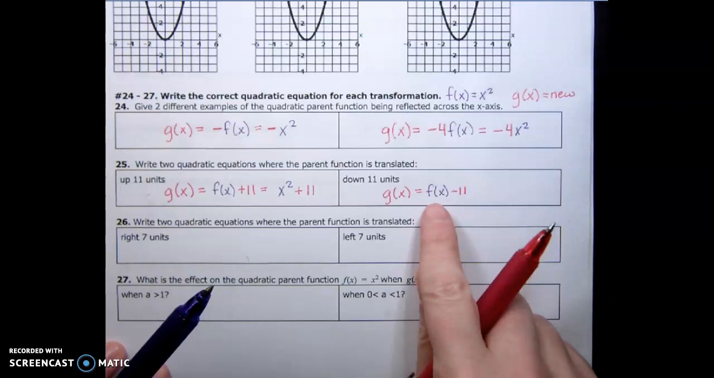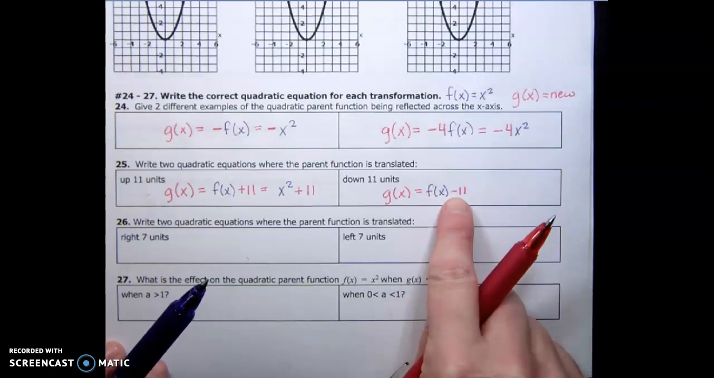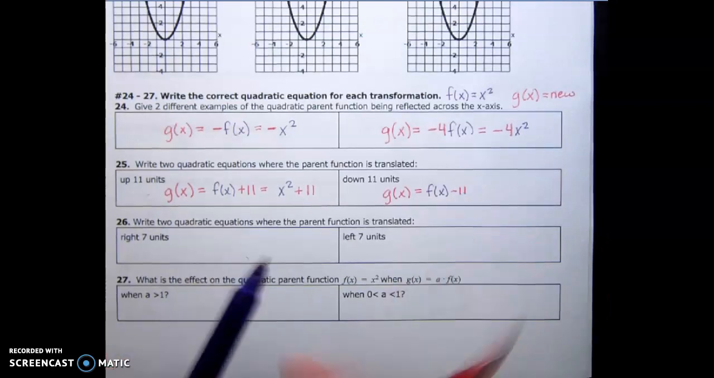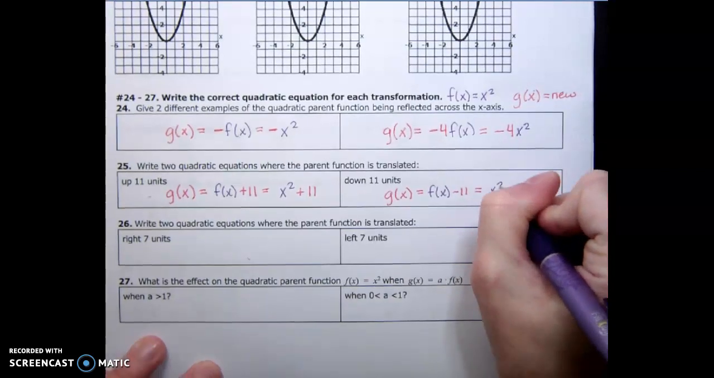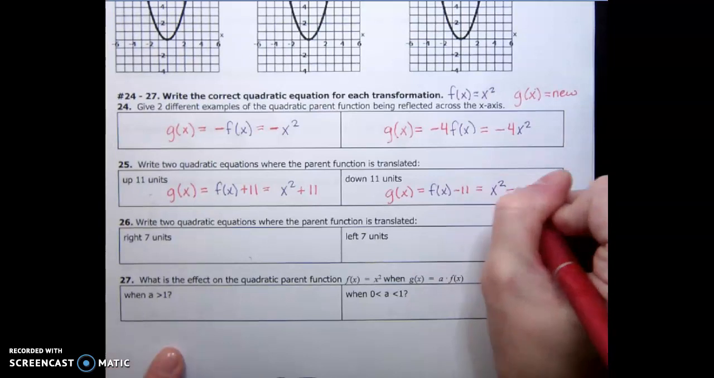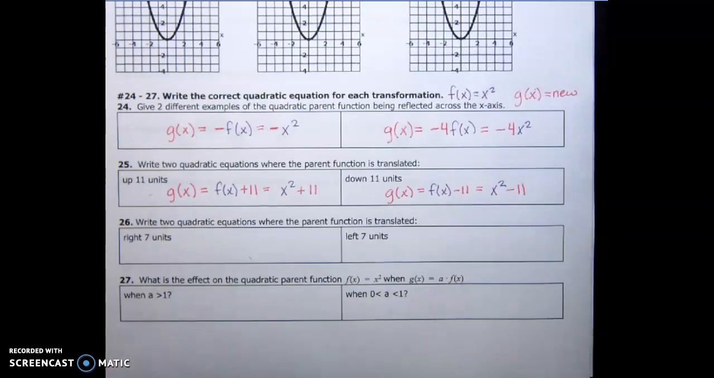So basically it's telling you take the parent function, shift it down 11 units. Okay, and that will give us, once we plug in the x squared, x squared minus 11.